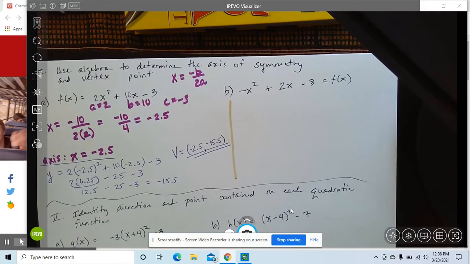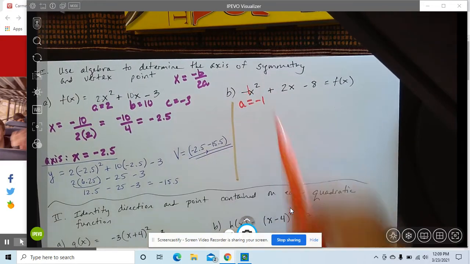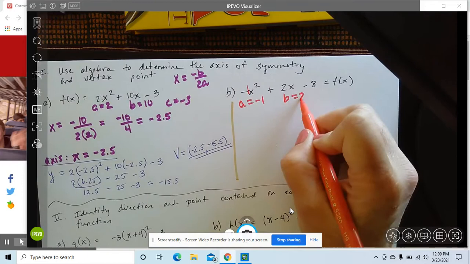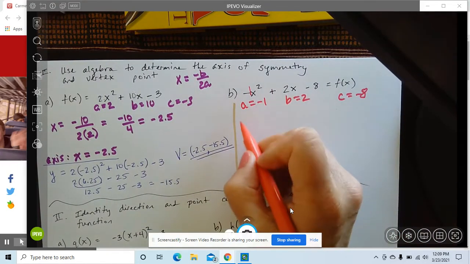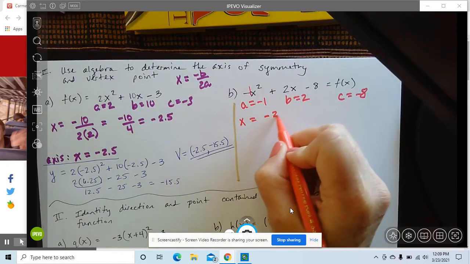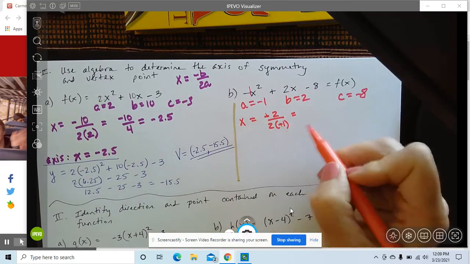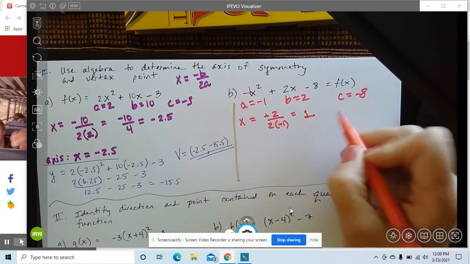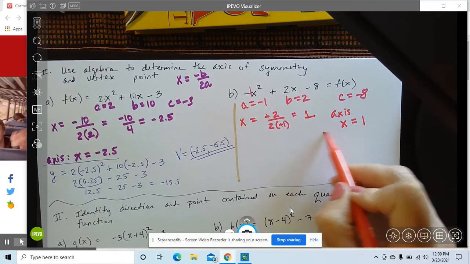Trying a second problem. Same question. What's the axis of symmetry and what is the vertex? For this problem, a is negative 1 because there is a 1 sitting there and it's negative. b is 2, c is negative 8. The axis of symmetry is found by taking x equal to negative 2 over 2 times a. These negatives are going to cancel. 2 over 2 is 1. So the axis is at x equals 1.